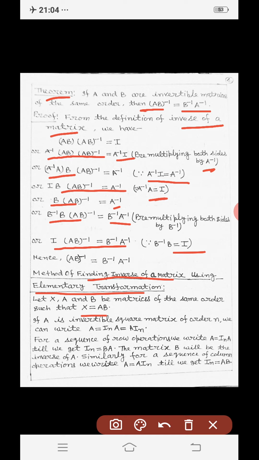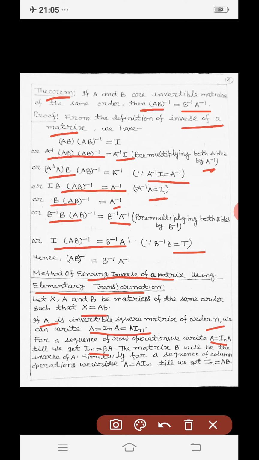So we can conclude that if A is an invertible square matrix of order n, we can write A is equal to I_n A, or A is equal to A I_n. Here I_n means the identity matrix of order n. Dear students, for a sequence of row operations, that is, if we use row operations, we write A is equal to I_n A. This is the form of row operation, and we use the row operations till we get I_n is equal to BA.